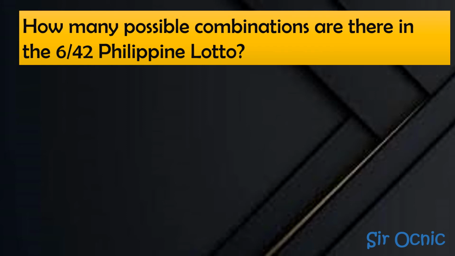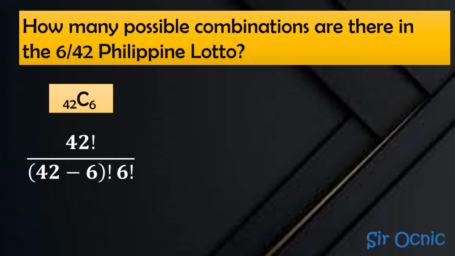How many possible combinations are there in the 6/42 Philippine Lotto? This one can be represented as a combination of 42 taken 6 at a time. So we will have 42 factorial over 42 minus 6 factorial times 6 factorial, which is 42 factorial over 36 factorial times 6 factorial.